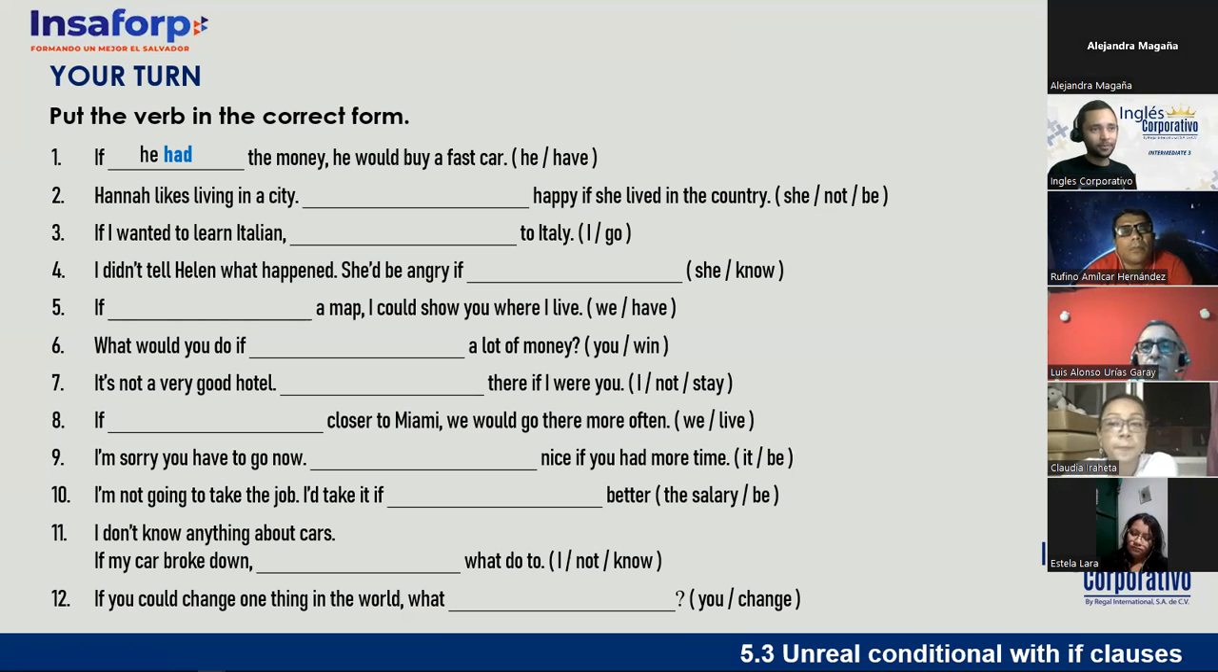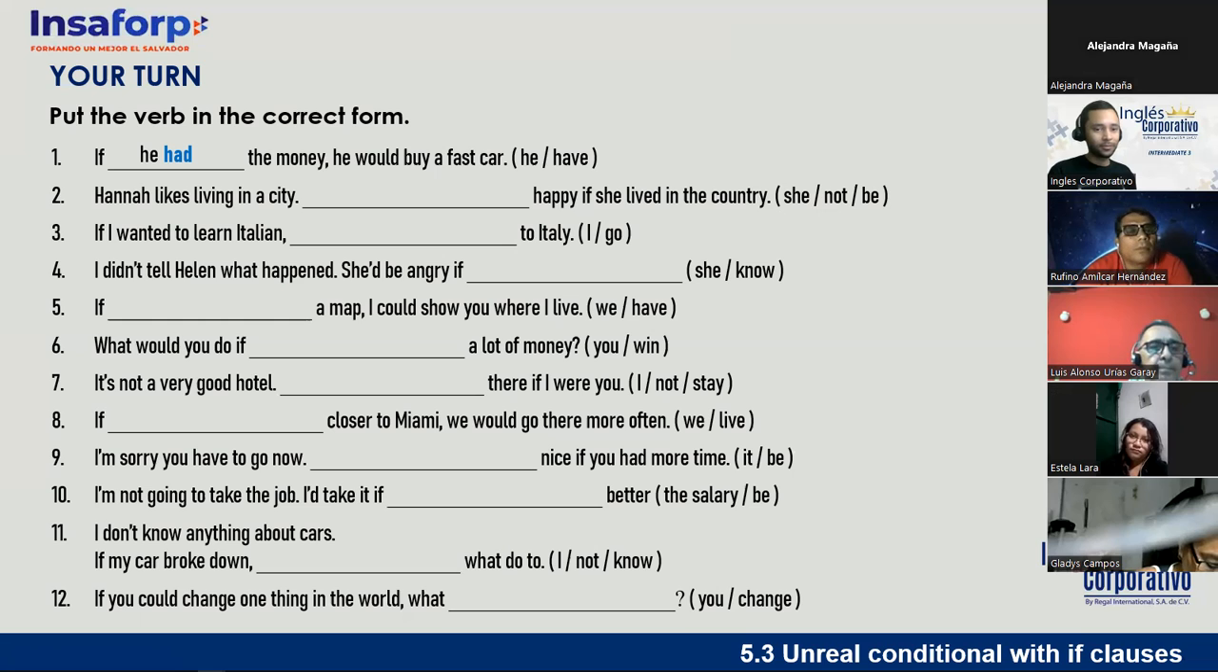Alejandra: Hannah likes living in a city. She wouldn't be happy if she lived in the country. Correct. She wouldn't be happy if she lived in the country.